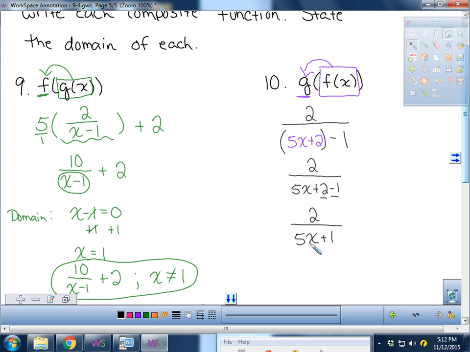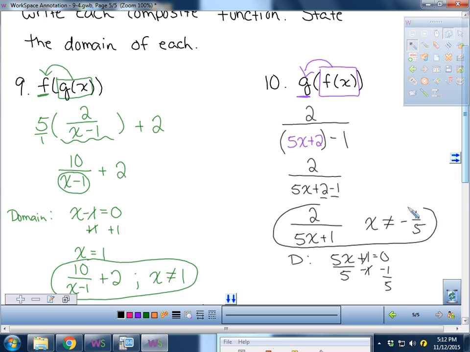But I do have an x in the denominator, so I have to set that equal to 0. If I set this equal to 0, I'm just going to put a D for domain. I would have to subtract the 1 and then divide by the 5. So x cannot be negative 1/5. If I plug in a negative 1/5 right there and multiply it out, I'm going to end up with a 0 in my denominator. So x can be everything except for negative 1/5.